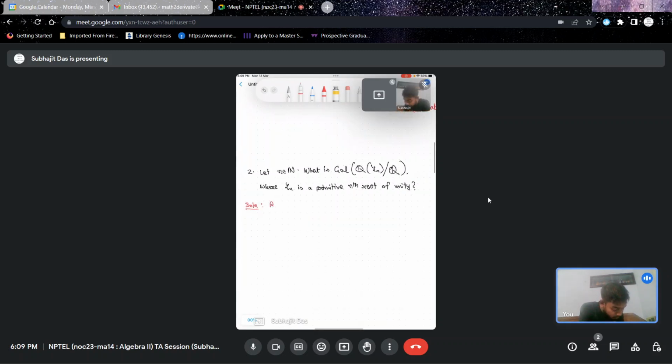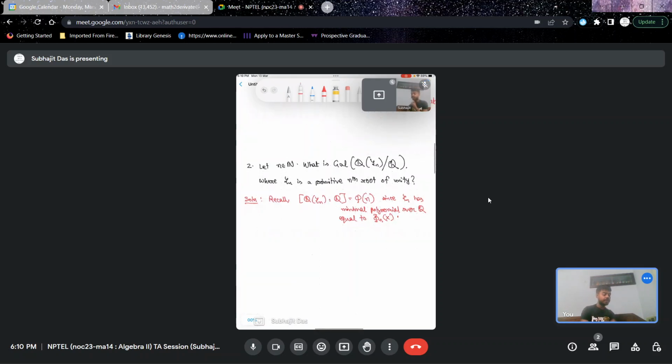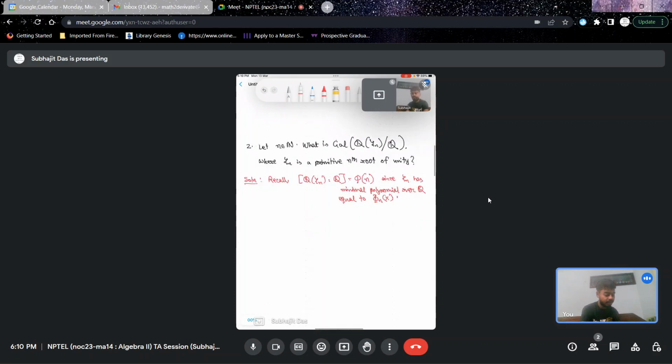Now we quickly recall, this was done in your class, that the degree of the extension Q(zeta n) over Q is precisely phi of n, where phi is Euler's phi function. This is true because zeta n has minimal polynomial over Q equal to phi n of x. The nth cyclotomic polynomial is precisely the minimal polynomial over Q of zeta n. So we know that the degree of this extension is phi of n.